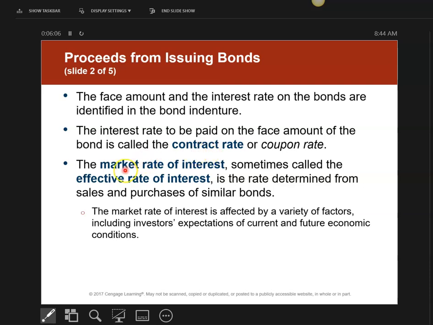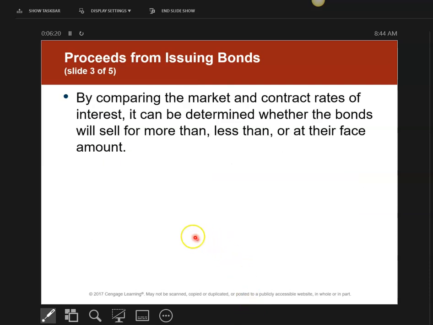And then finally, we have market rate. Market rate is what other people are offering for the same type of bond. The only variable in the whole equation is market rate. And so what's going to happen is we're going to compare the market rate and the contract rate of interest to determine how I sell the bond.